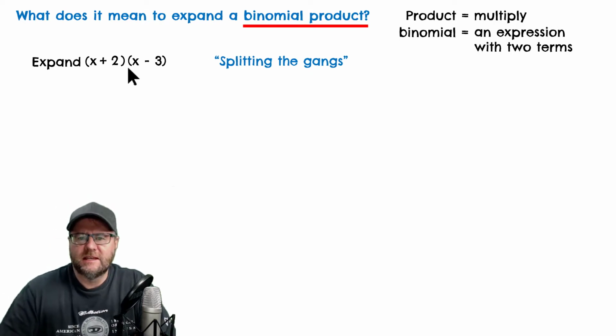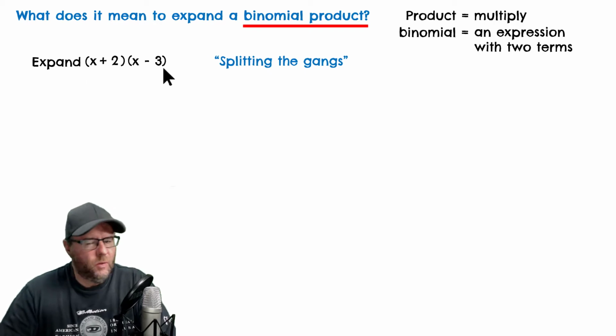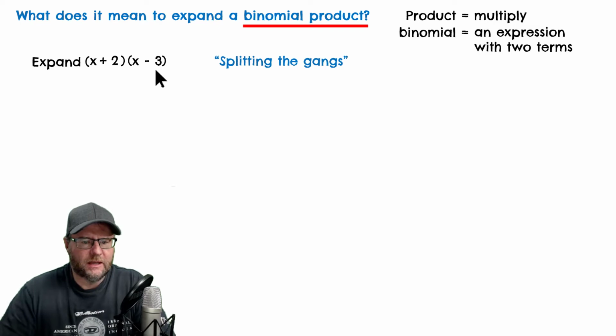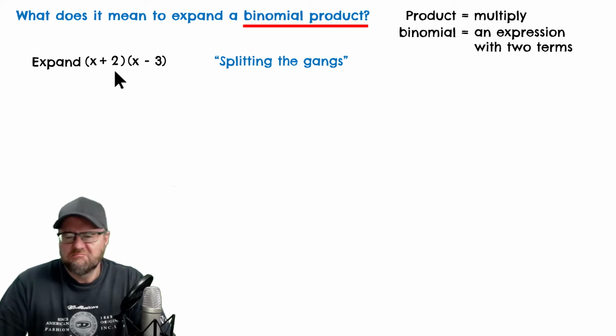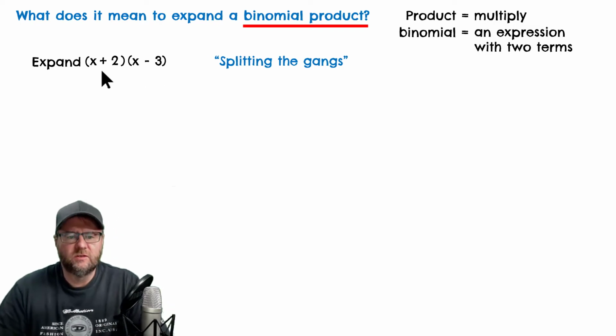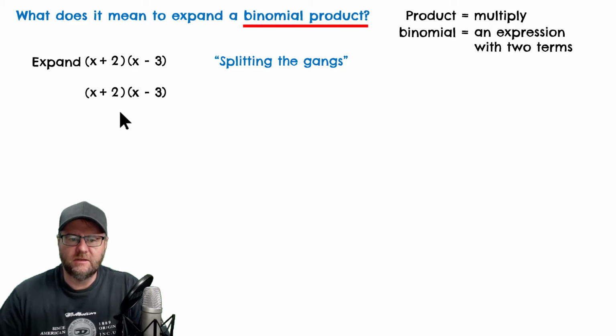Let's pretend both of these sets of brackets are a gang. This is the x plus 2 gang, and this is the x minus 3 gang. We are going to split one gang, and we're going to leave another gang intact. Doesn't matter which one. Usually I tend to do the first one.